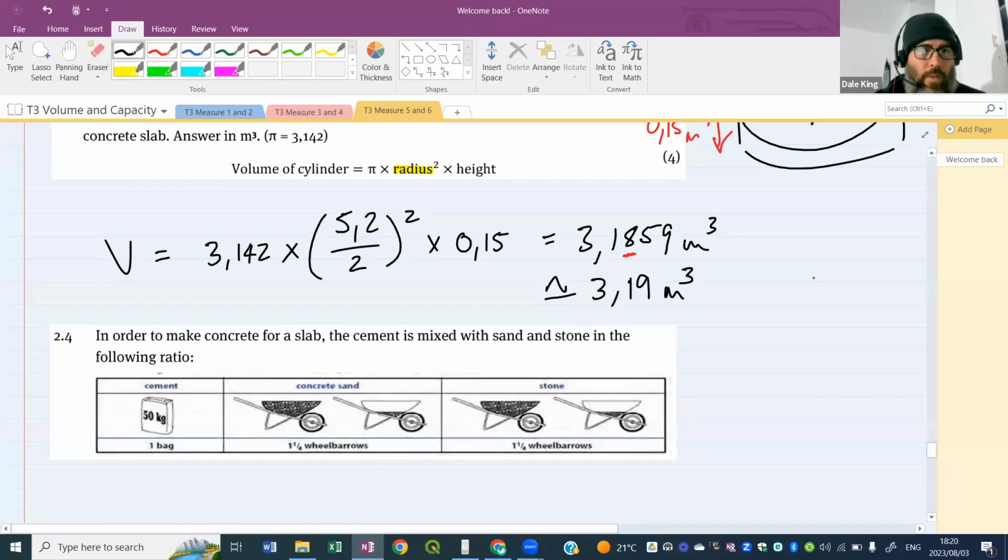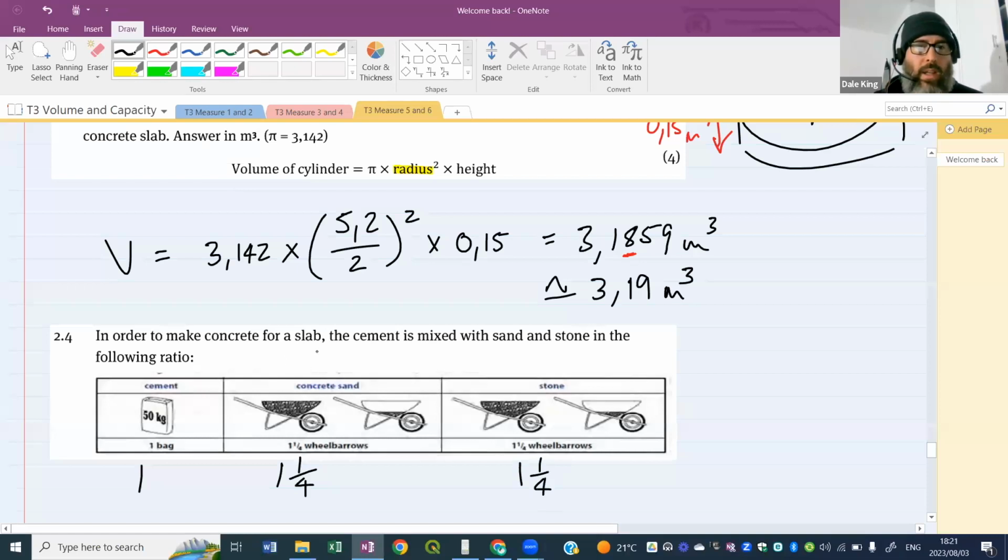All right, so 2.4. In order to make concrete for a slab, the cement is mixed with sand and stone. We know that. That's easy. So there we have a diagram. We've got cement. There's a 50 kg bag of cement, one bag. Then we've got a wheelbarrow, and it says 1 1/4. It's 1 1/4 wheelbarrows of sand. And then on the right there's a wheelbarrow that's also 1 1/4 wheelbarrows of stone.